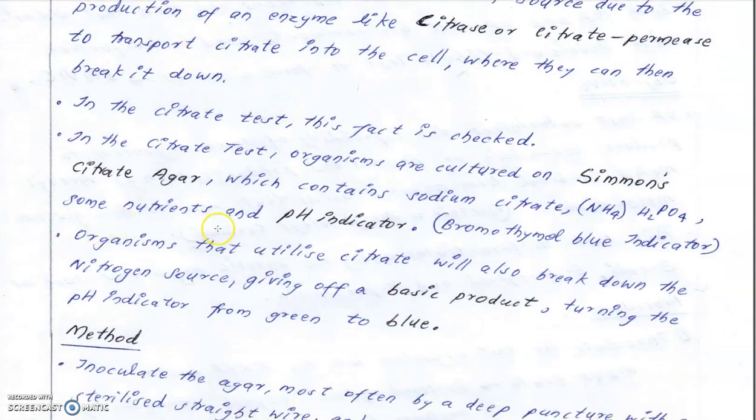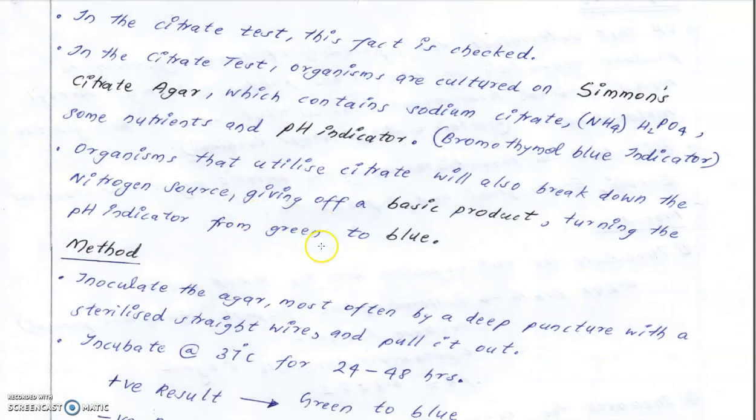Now, the test organism that utilizes the citrate molecule will also break down the nitrogen source, giving off a basic product. So the pH indicator will turn from green to blue. The appearance of blue color means they have utilized the citrate and broken down the nitrogen source to produce the substances they need for metabolism. So if blue color appears in this area, it means it is citrate positive.